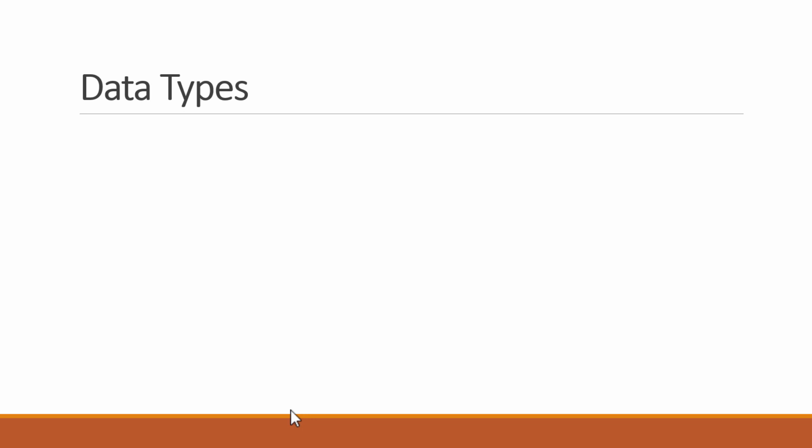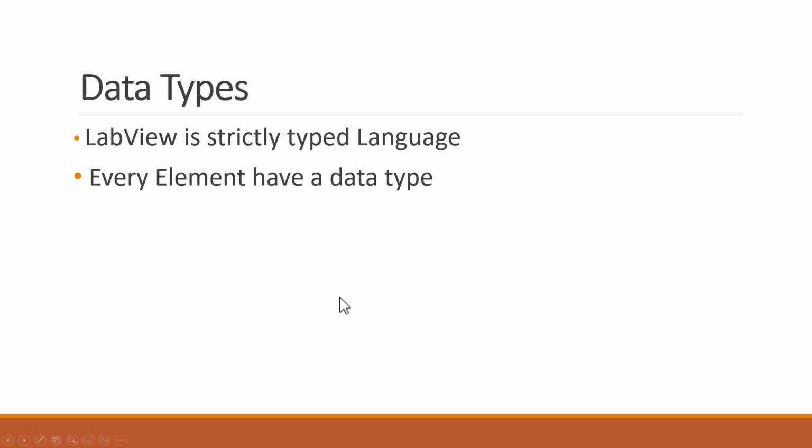In this video, we are going to discuss different data types in LabVIEW. So LabVIEW is a strictly typed language. In LabVIEW, every element has a different data type. That describes the information it stores, and it also describes how it is going to be stored inside the computer. So there are four basic data types.